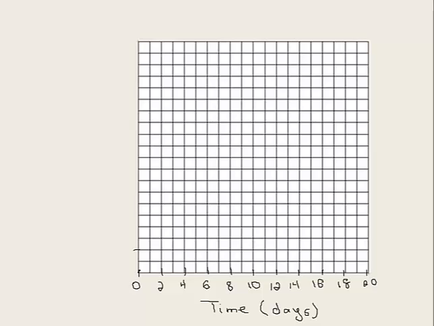Again, we normally don't label every single one because it just starts looking too messy. So I'm going to label the scale on every second space. And again, we start with 0 centimeters, 2, 4, 6, 8, 10, 12.